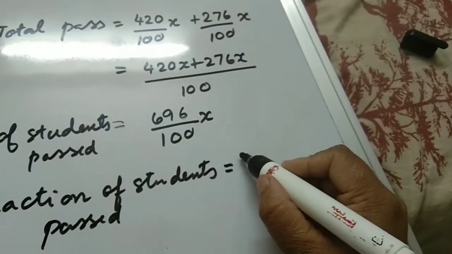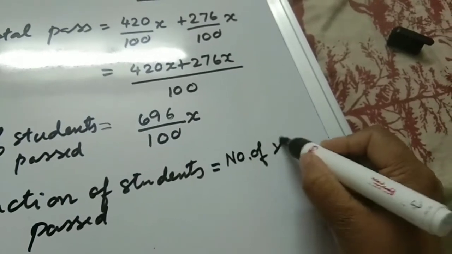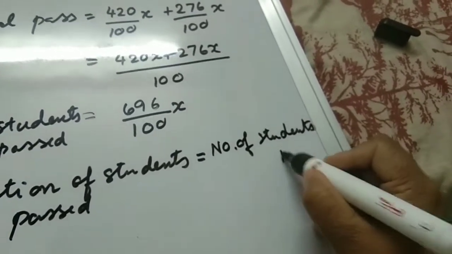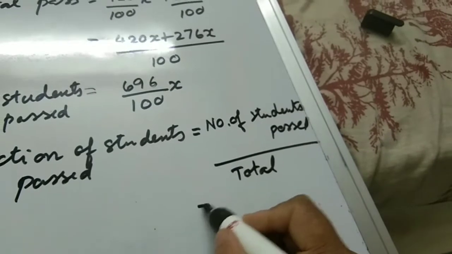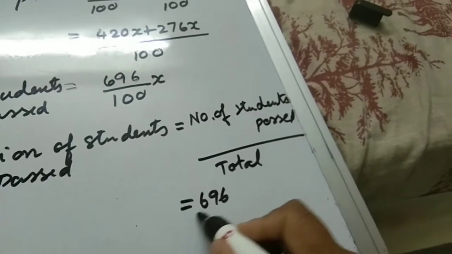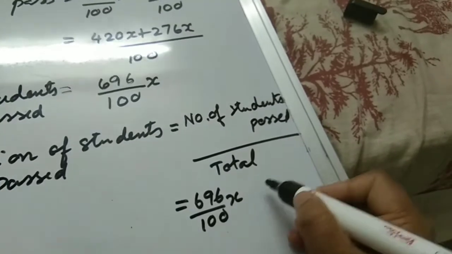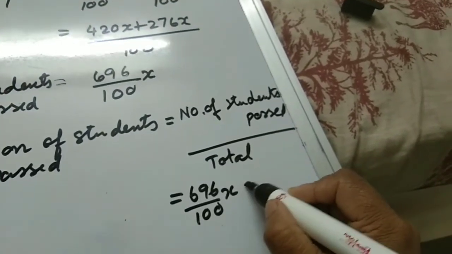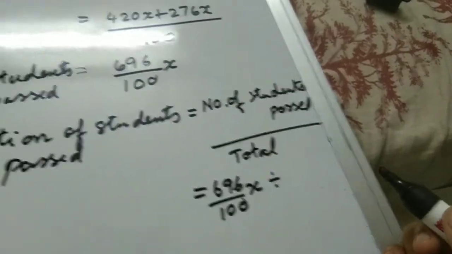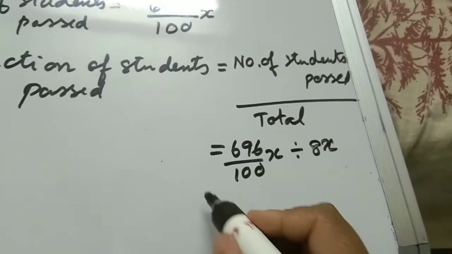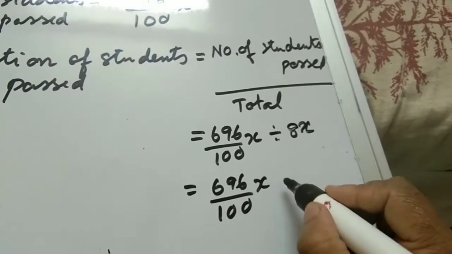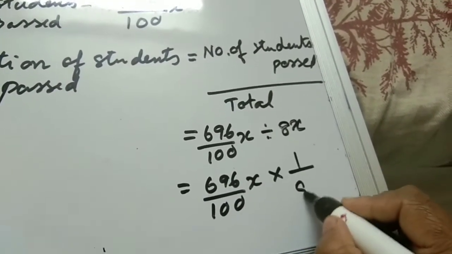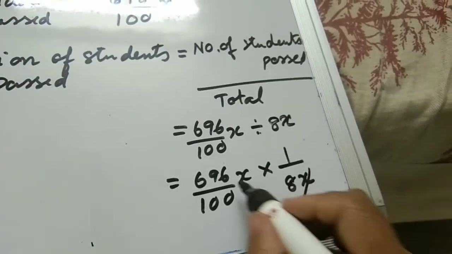So it is number of students passed divided by total number of students. So what is the number of students passed? 696 divided by 100 into x. Now total means it will go below, so we might have confusion. So I am just putting the division sign. The total number of students are how many? 8x. So I write here 8x. So in the next step I am writing 696 divided by 100x. Division becomes multiplication. The second number becomes a reciprocal. So x and x I can cancel.